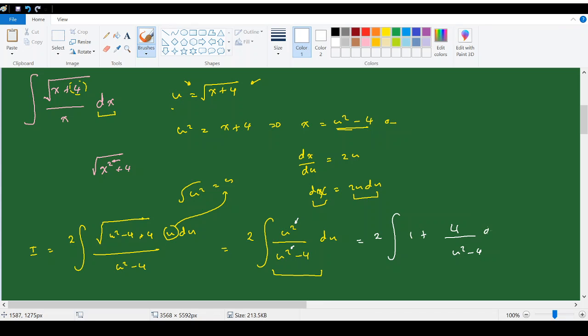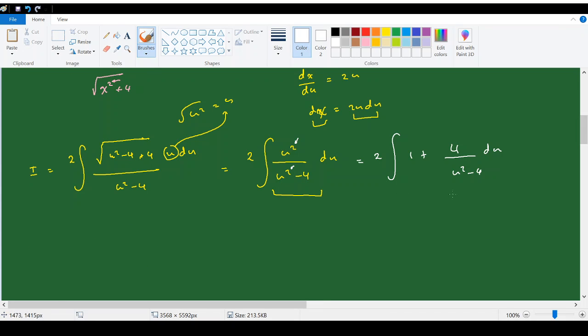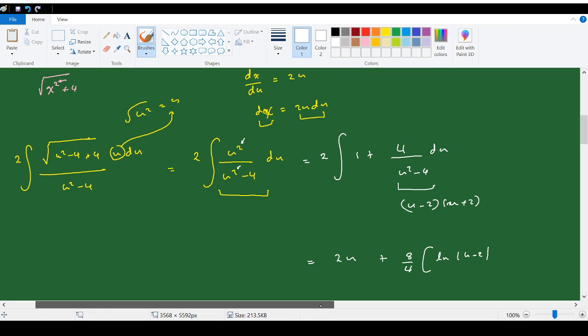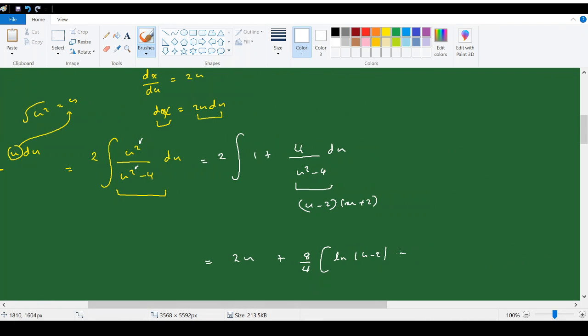And then for this term, because you can factorize it like this, by doing the partial fractions and finding the unknown terms accordingly, you can obtain the answer as 2u plus 8 over 4 times ln of u minus 2, minus ln of u plus 2. So this will be the answer.